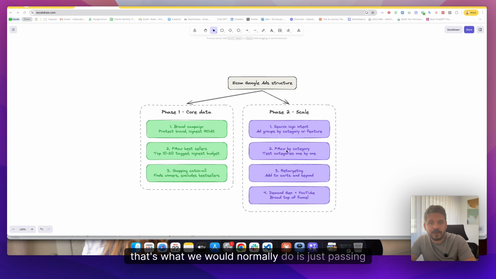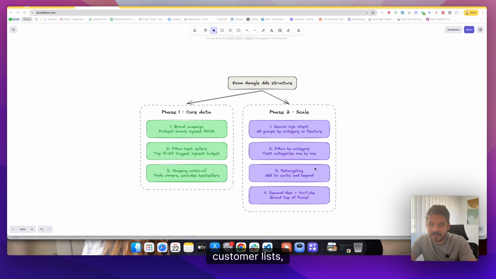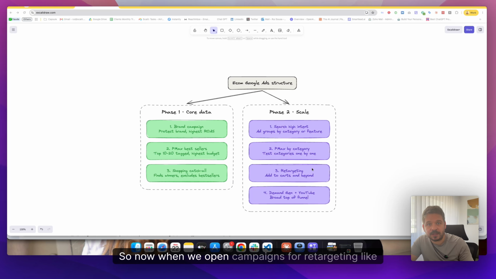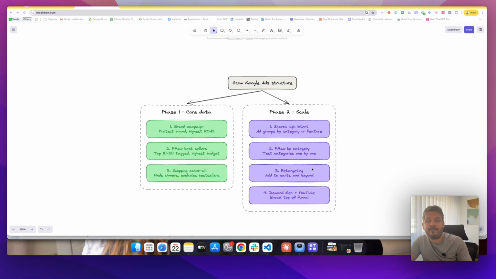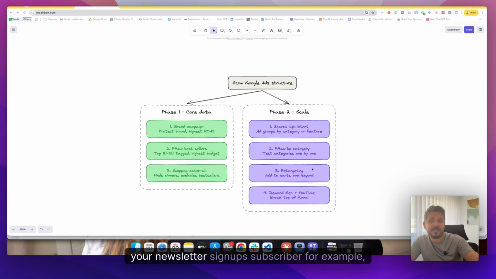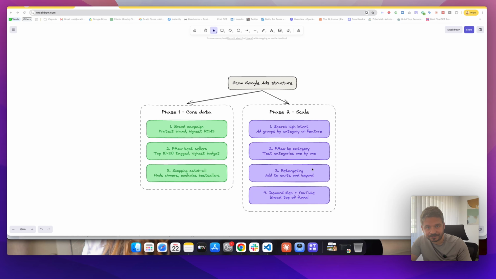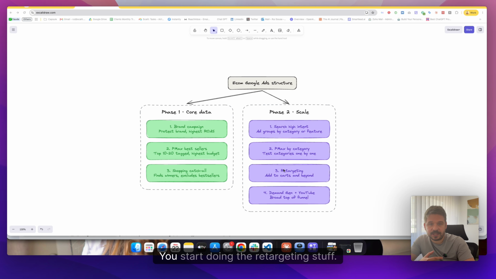But yeah, that's what we would normally do: just passing through these PMax categories on your website and what you are selling. Then when we started doing this, you're now getting a lot of data. And now we start looking at your customer lists, your retargeting stuff. So when we open campaigns for retargeting, like people that add to cart but didn't convert, people that visit your website, and also use your custom match lists, like your customer list, your newsletter signups, subscribers, for example, we give that to Google so it can learn even more. That's something we do: start doing the retargeting stuff, and be more specific on the copy as well.